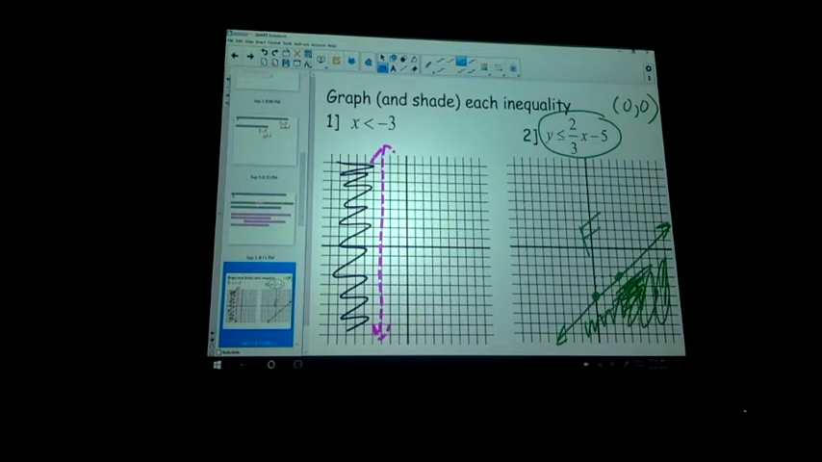Again, I think the test point is the safest thing to do, instead of saying the rules always apply. 0, 0 almost always works unless your line goes right through 0, 0. If that happens, pick something that's either on the x or the y-axis, so you're at least plugging one of the zeros in.